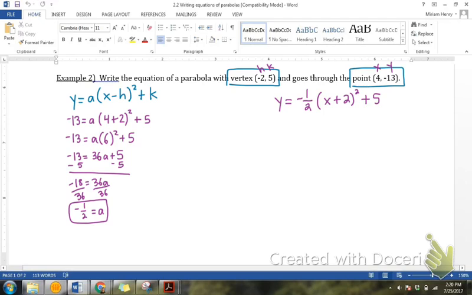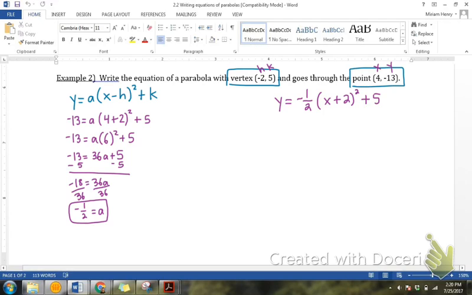Plug it in, you still do the opposite. Yep, when you plug your h in, it should be the opposite. So you should have y equals negative 1/2 times x plus 2 squared plus 5. Raise your hand if you have that on your paper. It looks a lot more complex than it is, but it's still time consuming.